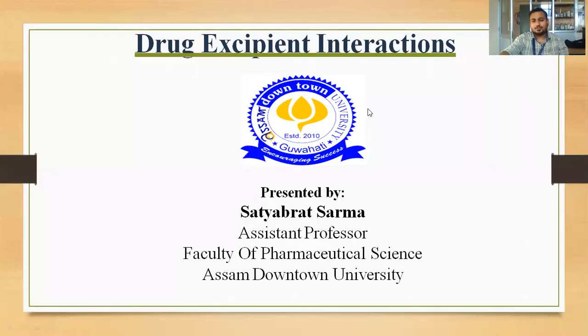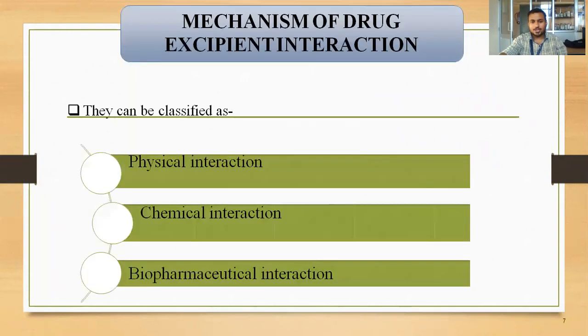So we are just talking about the drug excipients interactions. In the next part, we are going to start the mechanism of drug excipients interaction. In drug excipients interaction, there are three types: the first one is the physical interaction, the second one is the chemical interaction, and the third one is the biopharmaceutical interaction. So let's discuss the first, physical interaction.